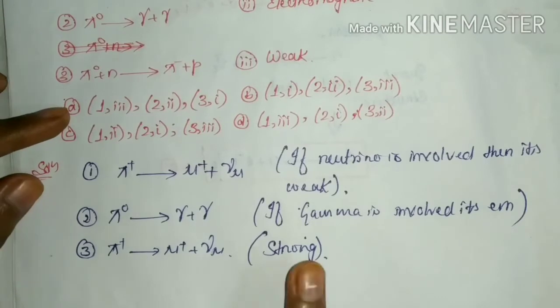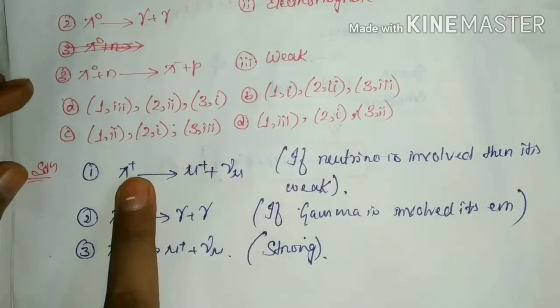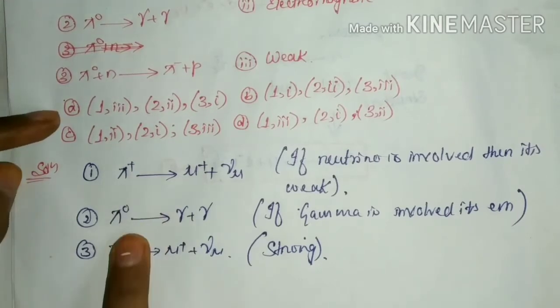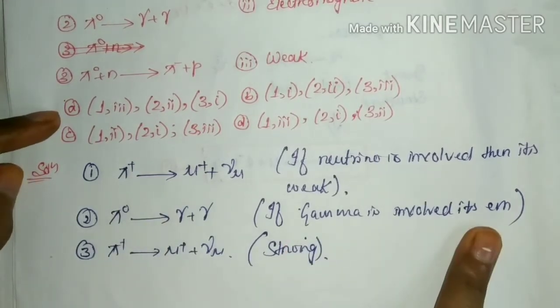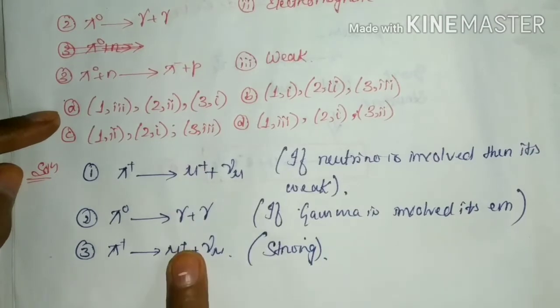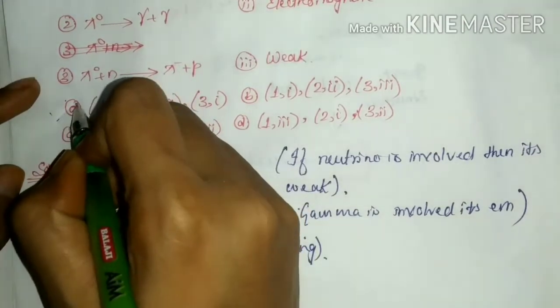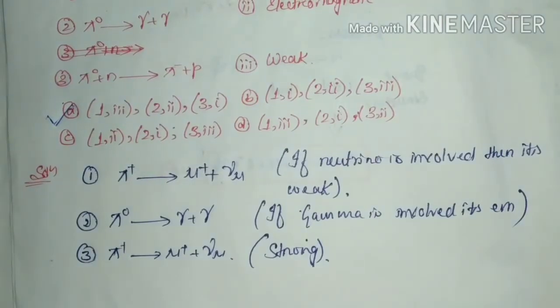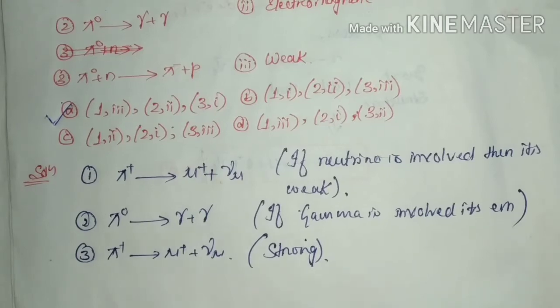So the correct option: the first one is weak, that is 1 is 3. 2 is what? It is electromagnetic, so 2 is 2, and 3 is what? 1. So the correct option is option A, right? This is very simple. Without going into the conservation laws, you can check it in a few seconds. So now let's come to the next question.